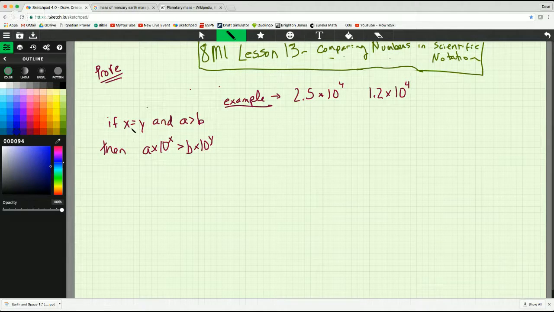So let's look at the example here where x equals y, and 10 and a is greater than b. So we want to prove that, well, let's take a step back. We want to prove that if two numbers are written in scientific notation, then, let's see, I'm going to go back and write the rule. Written in scientific notation.